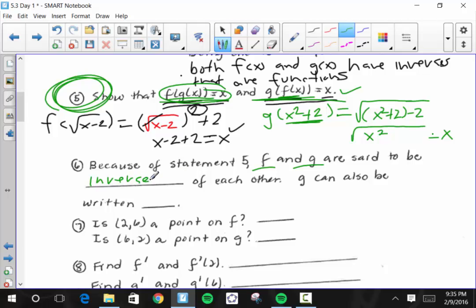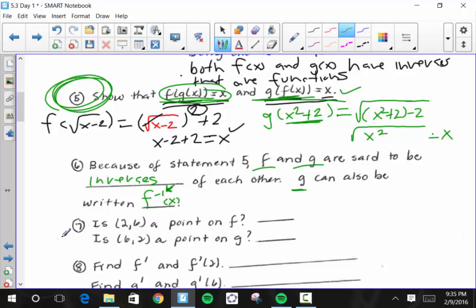So they're inverses of each other. Okay, they're inverse functions. And g, this g function right here, can be written as f inverse of x. This -1 right here does not mean raised to the -1 power. That means inverse, guys. So be clear on that.